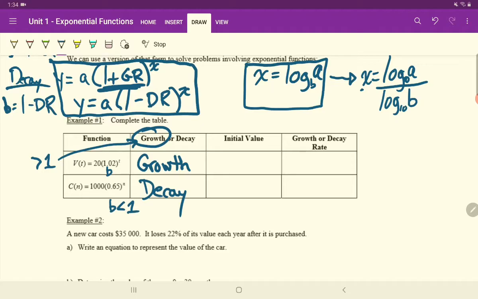Okay, what is our initial value for each of these? Very easy. It's your a value, which is 20. And in this case, it is 1,000.